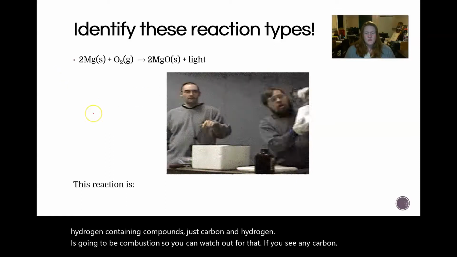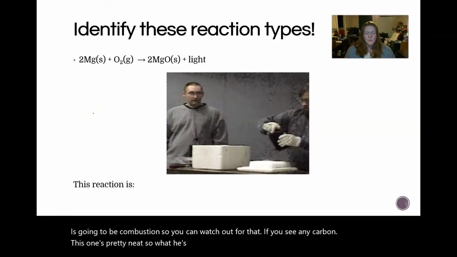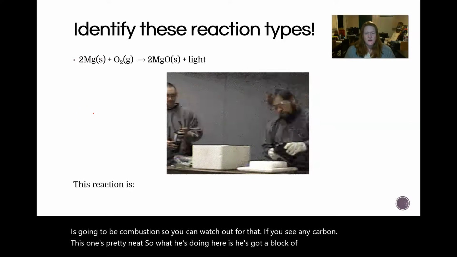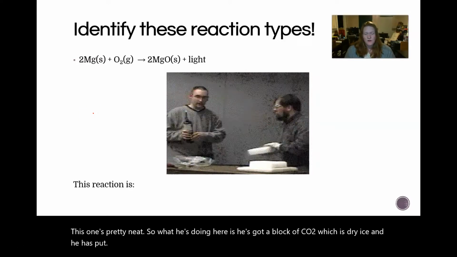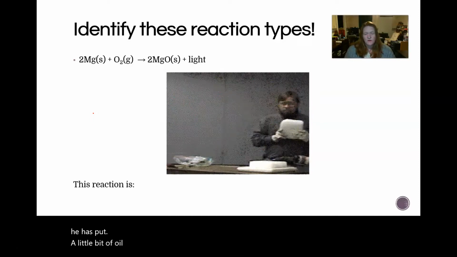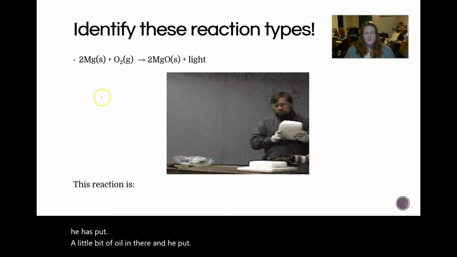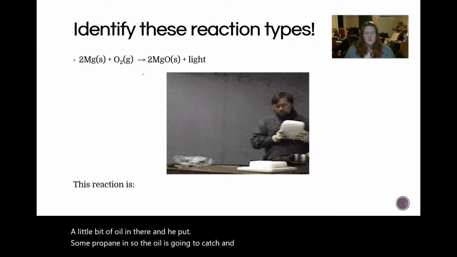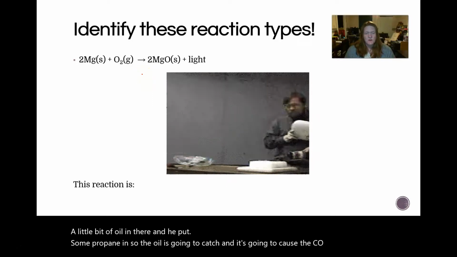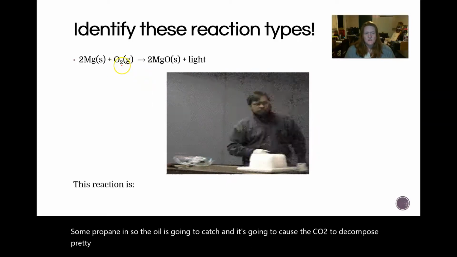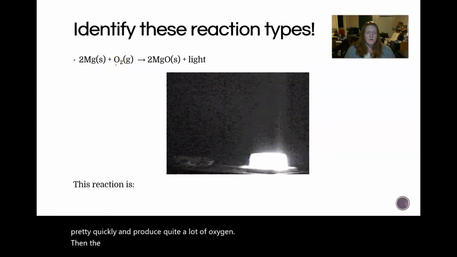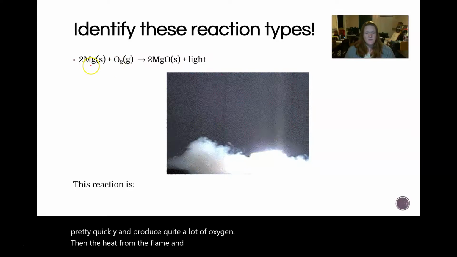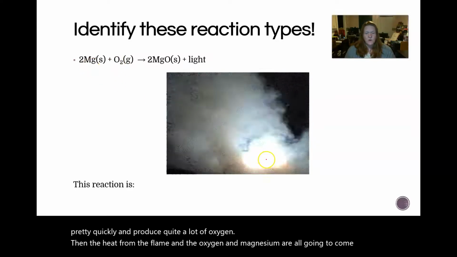This one's pretty neat. So what he's doing here is he's got a block of CO2, which is dry ice, and he has put a little bit of oil in there, and he put some propane in. So the oil is going to catch, and it's going to cause the CO2 to decompose pretty quickly and produce quite a lot of oxygen. Then the heat from the flame and the oxygen and the magnesium are all going to come together to make this really bright white light.